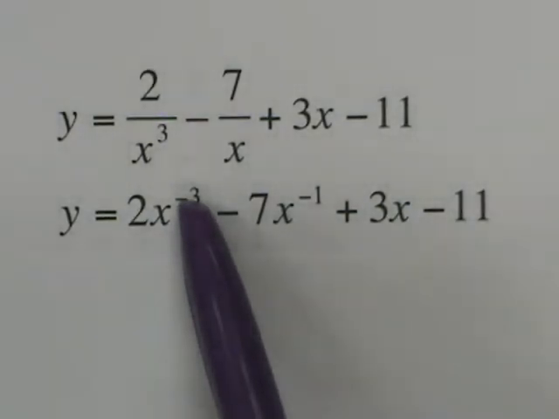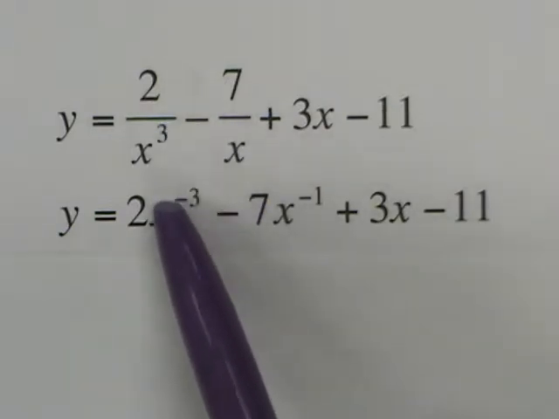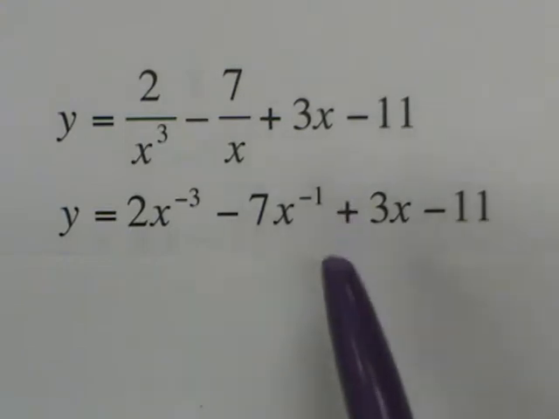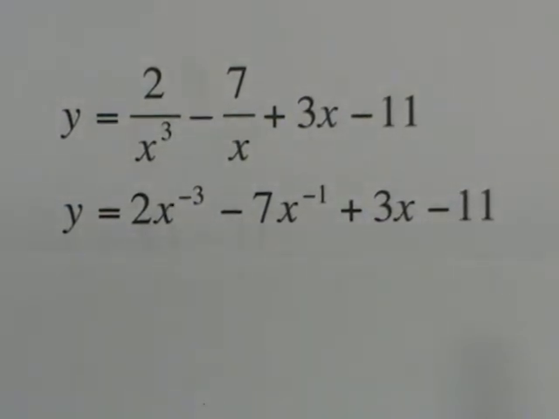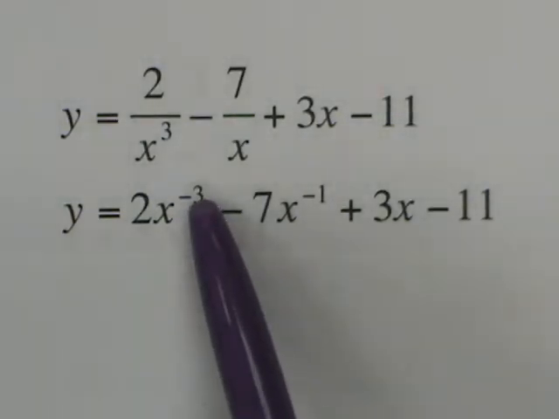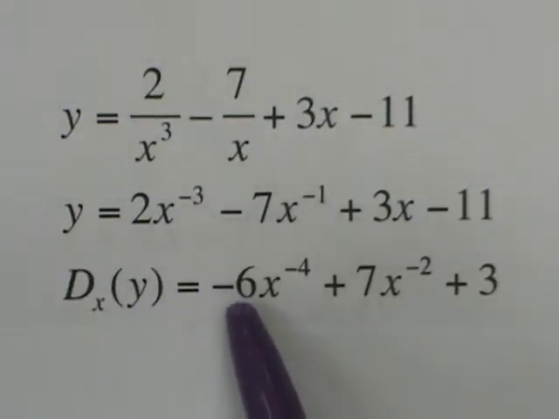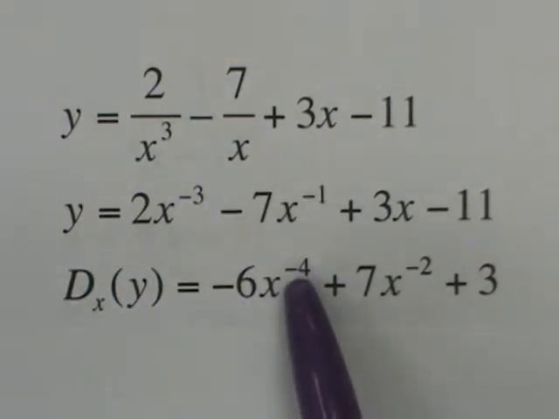2x to the negative third, because the exponent on the bottom brought up to the numerator will go to negative power, minus 7x to the negative first for the same reason, plus 3x minus 11. As I apply the power rule, I'll take negative 3 times 2, which will produce negative 6, x to the negative 3 minus 1, which is negative 4.